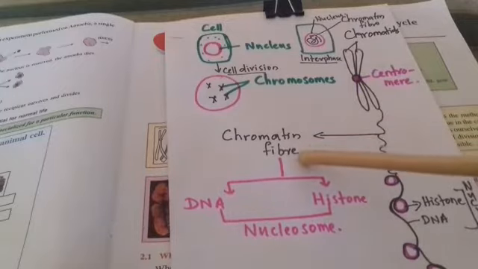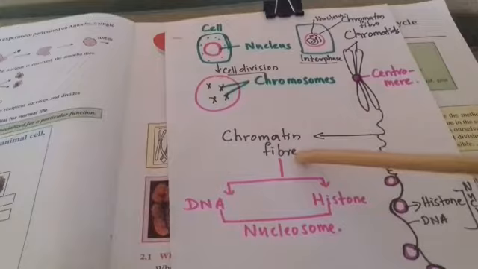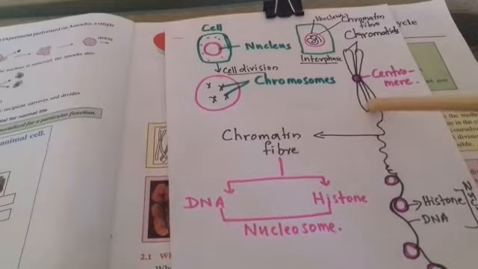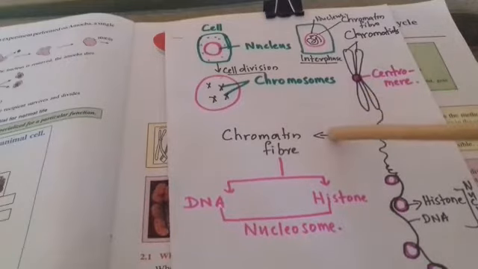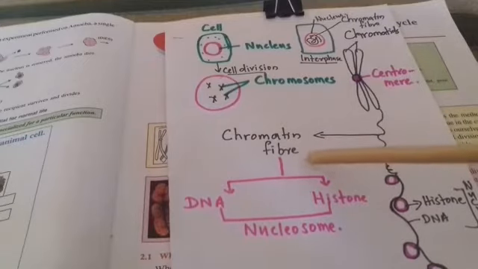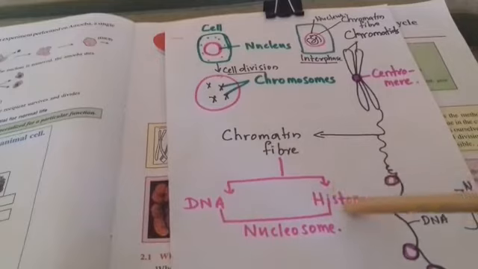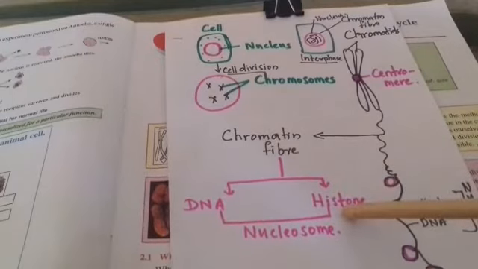So what is the chromosome actually composed of? Chromosomes are highly condensed coiled chromatin fibers. So highly condensed coiled chromatin fibers form the chromosomes. So what is this chromatin fiber made up of? It is composed of two substances, namely DNA and histone. Histone is a protein molecule.